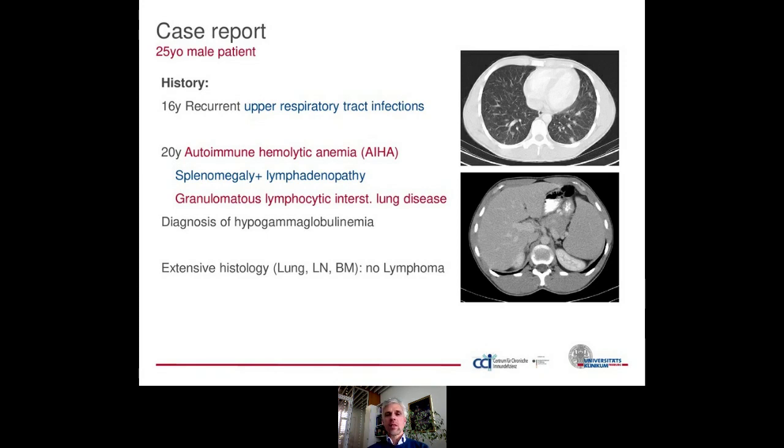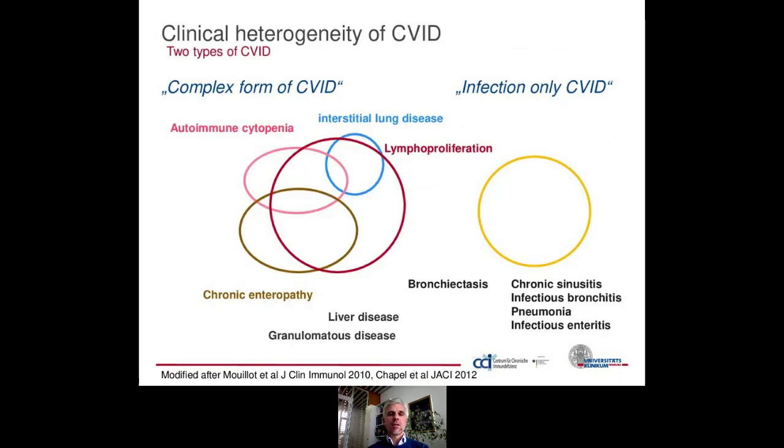At that time, at 20 years, finally an immunological workup was performed, with a diagnosis of hypogammaglobulinemia, and then also common variable immunodeficiency was given after ruling out secondary forms of hypogammaglobulinemia. An extensive histology was performed because a differential diagnosis of lymphoma was considered due to the lymphoproliferation in this patient, and it was ruled out, and the diagnosis of common variable immunodeficiency was given.